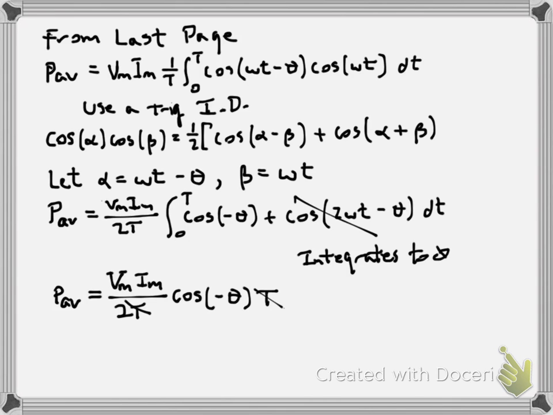So you have the 1 over T here, and now you have the integral from 0 to T of dt. That's just equal to T. And so the two T's cancel, and you're left with Vm Im over 2 cosine minus theta. So now the game is going to be to try to use the complex expressions for current and for voltage and show that we get the same result.